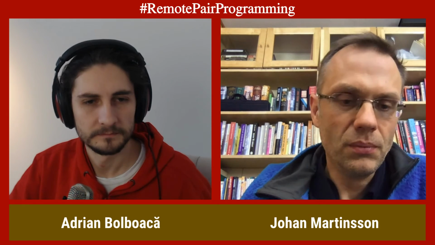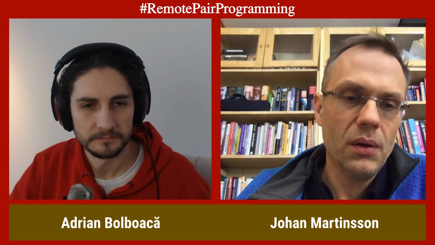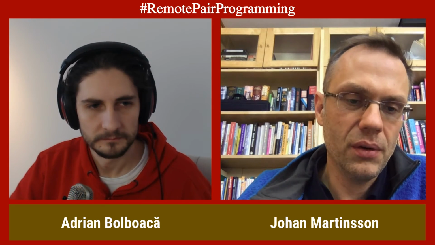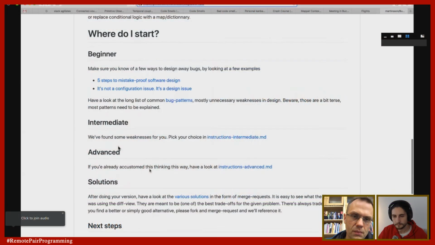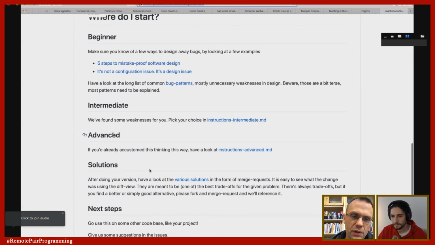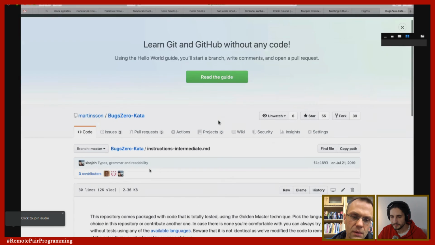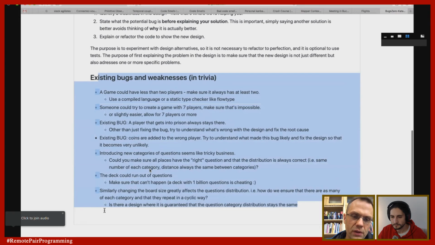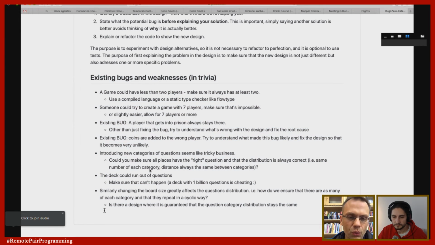Yeah. Maybe put the BugsZero Kata link here. So there's a lot of documentation here, and this is the README of the Kata, and then we have these advanced instructions here, intermediate instructions. Sorry. So here are all the existing bugs and weaknesses. Well, maybe not all, but the ones that we know.